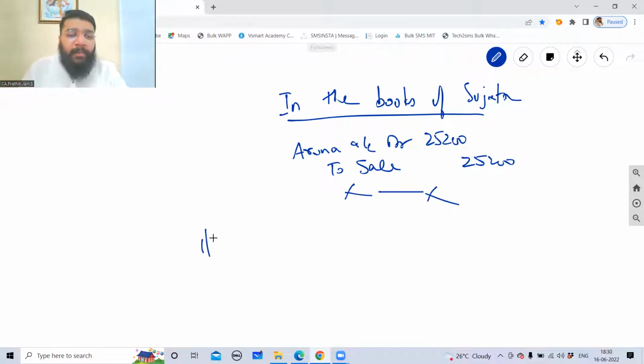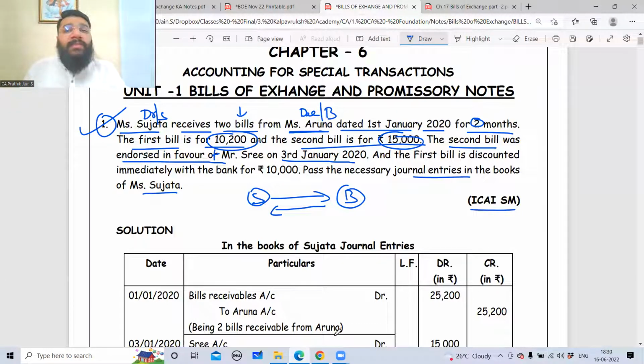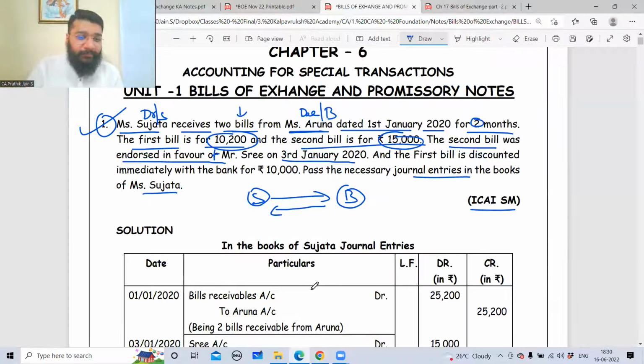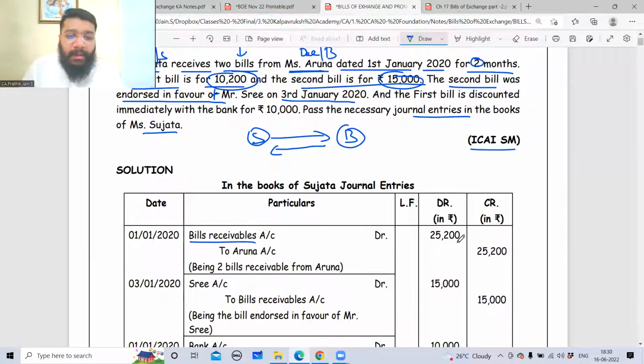The first entry will take place on 1/1/2020, on which date the bill of exchange is being executed and accepted. So we'll reverse the unsecured debtor by giving a credit, to Aruna. And in place of that, 2 bills of exchange are created. So you have 2 options. One, you can write both the bills of exchange together like this, bills receivable.